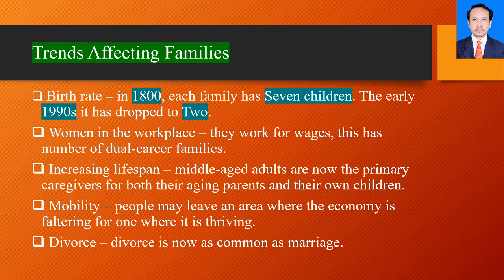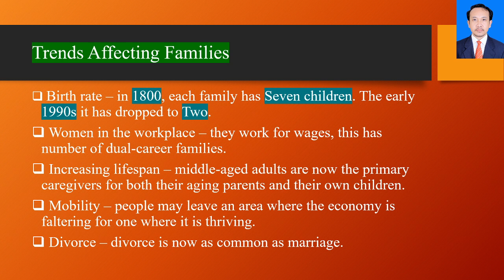And the second one is women in the workplace. They work for wages to support the family and their husband. This has increased the number of dual-career families. The next one is increasing lifespan. Middle-aged adults are now the primary caregivers for both their aging parents and their own children.